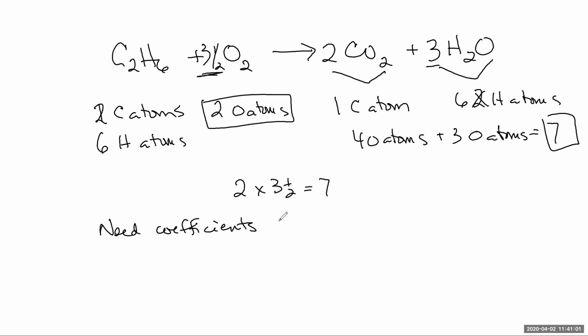So I'm writing that down. Need coefficients to be whole numbers. So my ratio is now good. This is just like empirical formulas. Remember, you need to get the lowest whole number ratio. And in coefficients, we also need a whole number ratio.